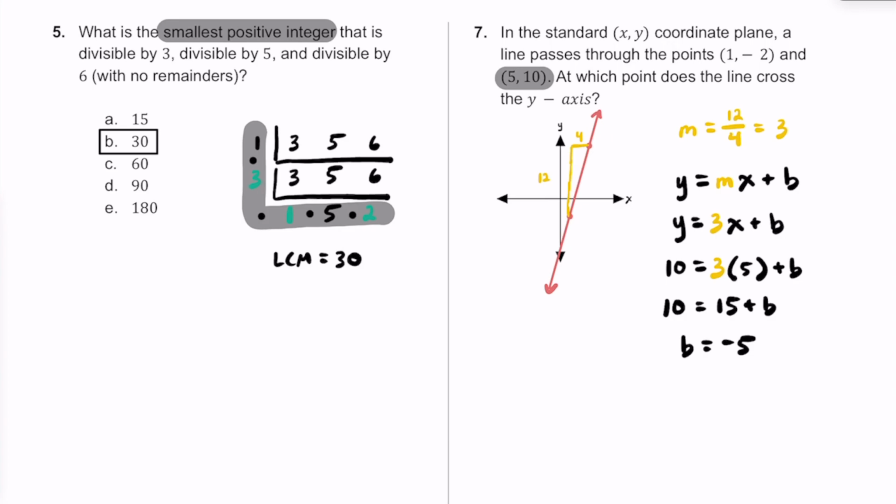So when the question says, at what point does the line cross the y-axis, we can say the equation at least is going to be y is equal to 3 times x, and then plus -5, or just -5. Now, while that is the equation of this line, we know that this line is going to cross the y-axis at (0, -5) down here.